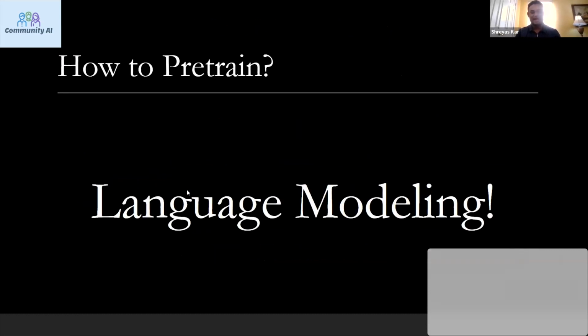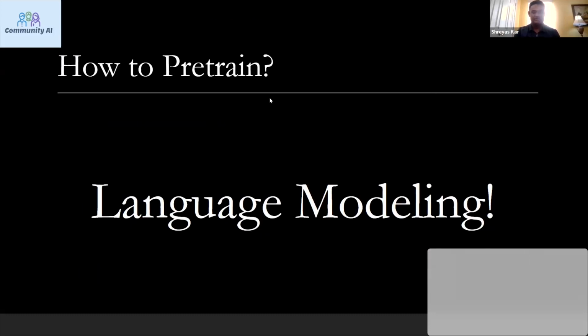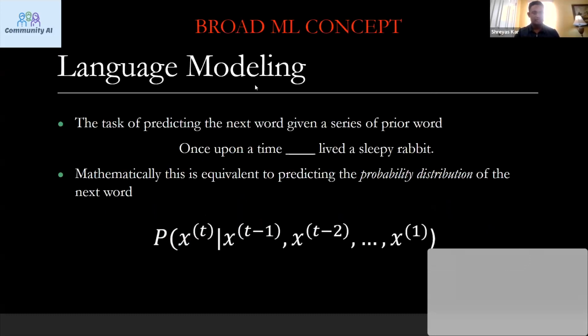So the first question that you may be asking is, this paradigm makes sense, but how exactly will this work? Let's think about how we can pre-train. When we pre-train, we do something called language modeling. And this is where the name large language models, or LLMs, comes from. Language modeling is the task of predicting the next word given a series of prior words before it. So for example, if you have the sentence, once upon a time, dash lived a sleepy rabbit, you would fill this in with "there." And this is what language modeling really is, where you're trying to fill in the blank based upon the prior words that you have.